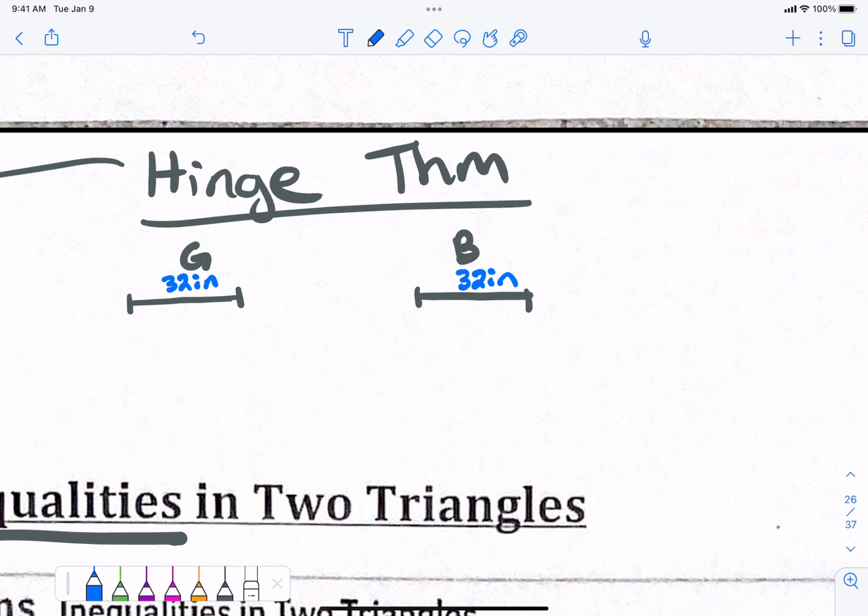The door itself that opens and shuts is going to be a little bit smaller than that. So let's say the door is actually 30 inches. From one side of the frame to the other is 32 inches, but the door itself is 30 inches. Let's say the same thing is happening here. I'm going to make this not open quite as wide, but this is also a 30-inch door. So everything is the same. The boys' bathroom door and frame are the same as the girls' bathroom door and frame. This has to be true. This is what the hinge theorem says.